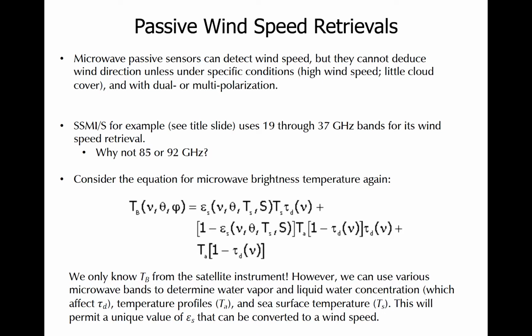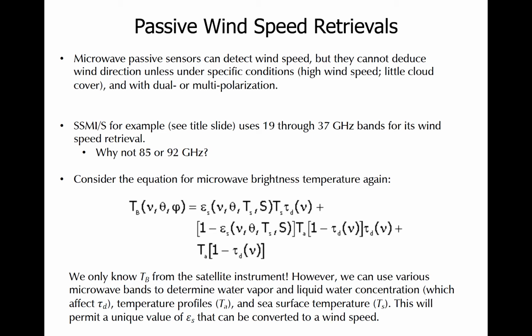Such sensors can estimate wind speed based on brightness temperatures in vertically and horizontally polarized channels. However, they are not able to retrieve wind direction unless fully polarimetric data and under certain conditions, such as high wind speeds and with low cloud cover.